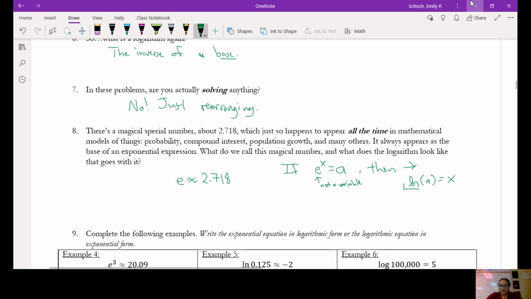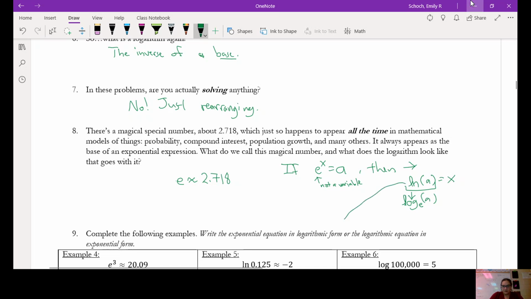So natural log means log base e of a, right? So that's what this means right here, but you never write log base e, you write natural log. And so this is just one of those things where it appears so often in doing logarithms that instead of having to write log base e all the time, they just made a special button. So log base e is ln, which stands for natural log, okay?